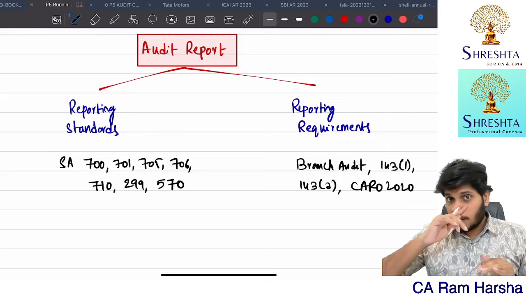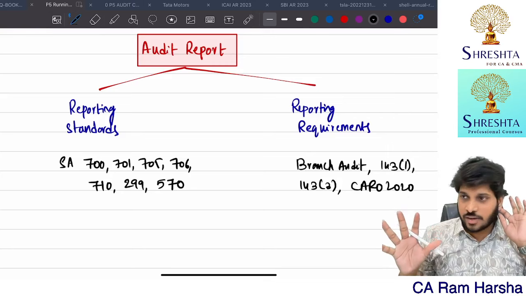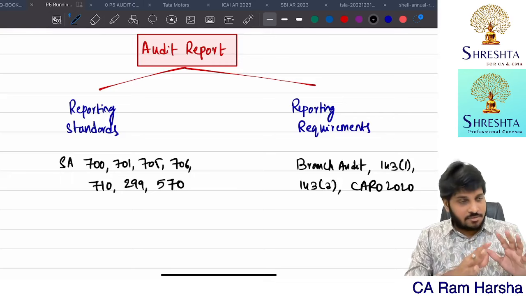We need to give a report. Once we get that assurance, that the balance sheet, the P&L, the books of accounts, everything are fine, they are looking fine, they are true and fair, everything is genuine, once you get that confidence, that reasonable assurance, you tell others that everything is true and fair. So how do you inform people?